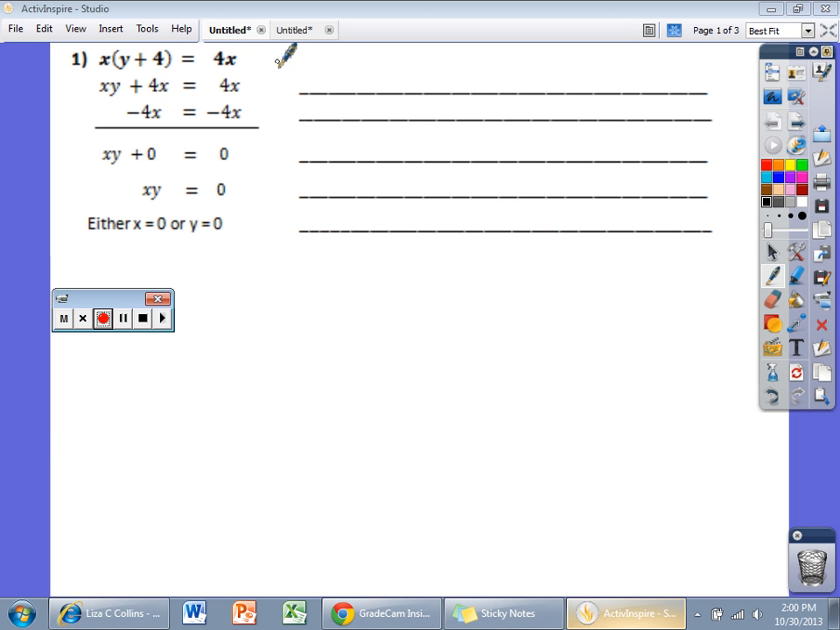So if we look at the step going from here to here, we want to say, what is happening here? What is the change going from this step to this step? Well, we see that the distributive property was applied. So that's what we would write in this step.